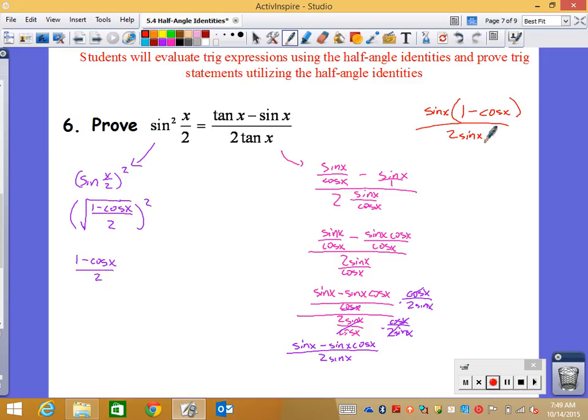Well, lucky me, these two things cancel. Let's write what I have here. This is equal to 1 minus cosine x divided by 2. Notice that's what I have on my left-hand side and right-hand side, so the identity is proven. Because I just showed that the left-hand side is 1 minus cosine x over 2, the right-hand side is 1 minus cosine x over 2, we proved it.